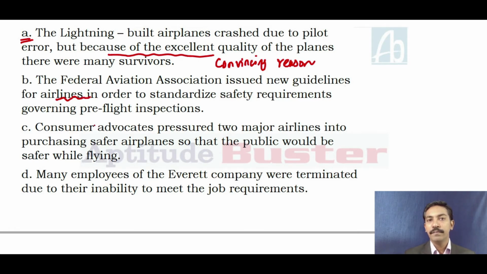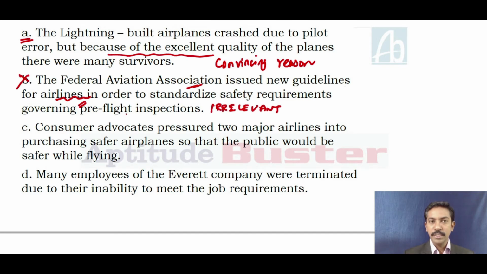There is no need to read further because we are dealing with a specific problem of a specific airline. A particular airline has lost its planes and it has decided to buy new planes. So there is no role for the association, nor is there a role for airlines. This is specific to an airline. We can say this is an irrelevant answer choice.